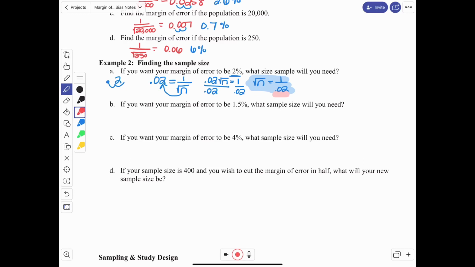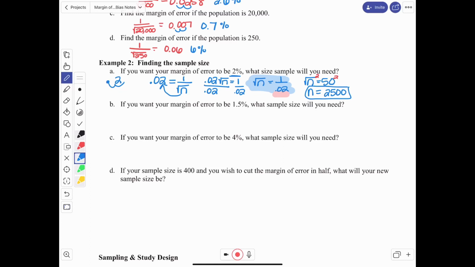Okay, so 1 divided by 0.02 is going to be 50. So the square root of n is going to be 50. Now remember, we're not done because we do have to square both sides. It's not just the square root of n. You got to get rid of that square root. So then we get n equals 2,500. So our sample size has got to be 2,500, okay?